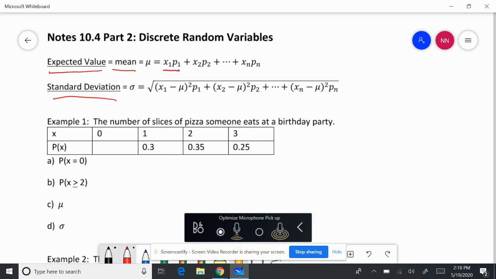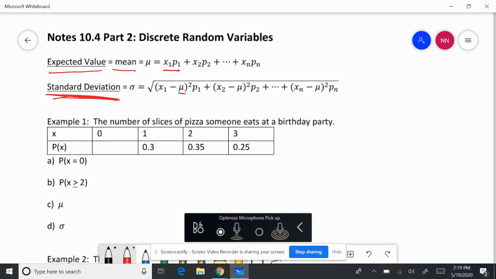With the standard deviation, what we do is we take our x value minus the mean. So what we need to do in order to find the standard deviation is first find the mean. Then we square the x value minus the mean and times it by its probability. We do that for each of the different parts of the discrete random variable. And after we find the square root, that gives us our standard deviation.